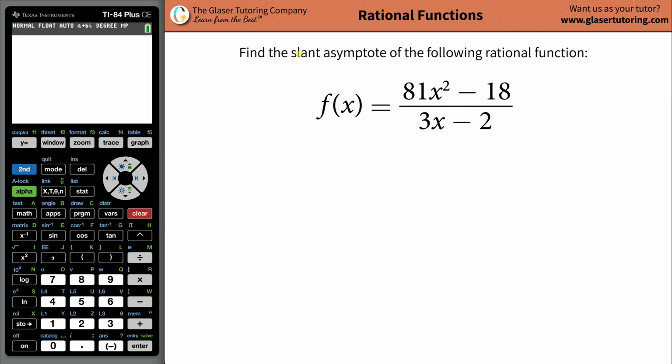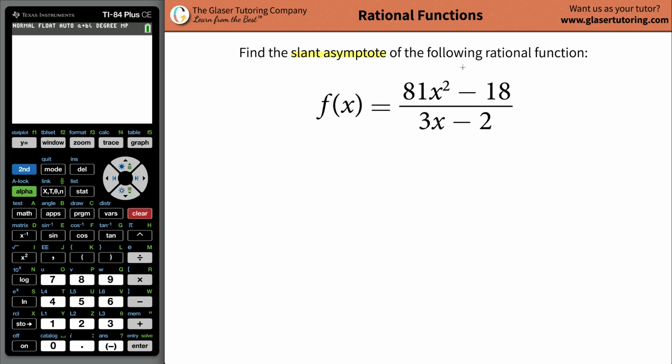Today I'd like to teach you how to find the slant asymptote of the following rational function: 81x squared minus 18 divided by 3x minus 2. Whenever you have a rational function, which is just a technical way of saying that you have a polynomial function divided by a polynomial function, which is just a complex way of saying you've got some variable up here, maybe some variable down here.